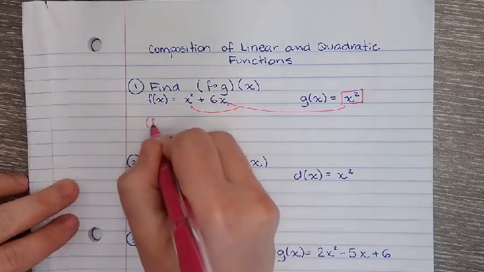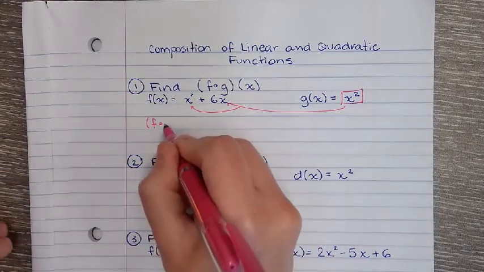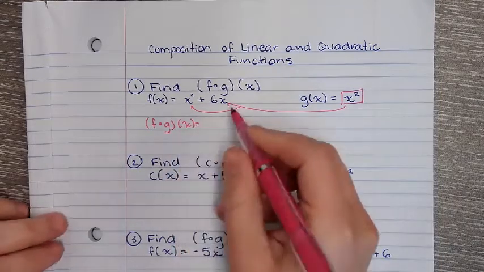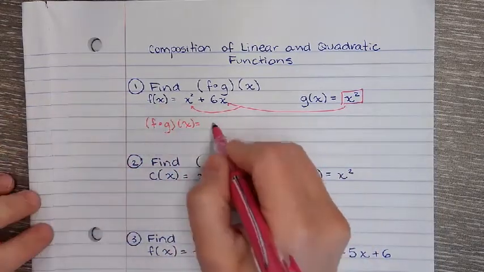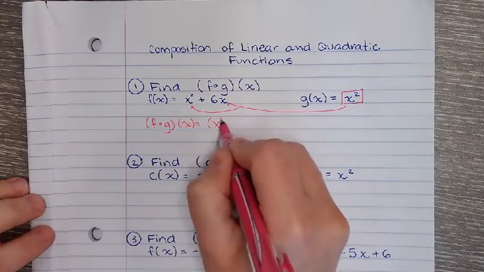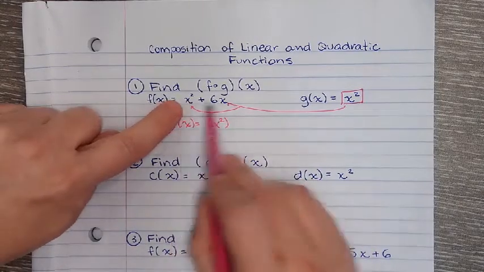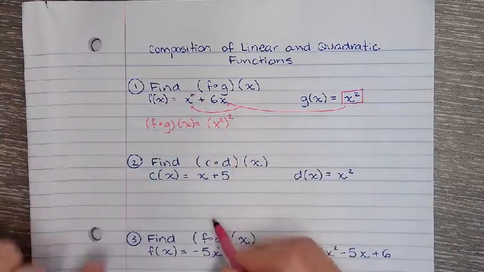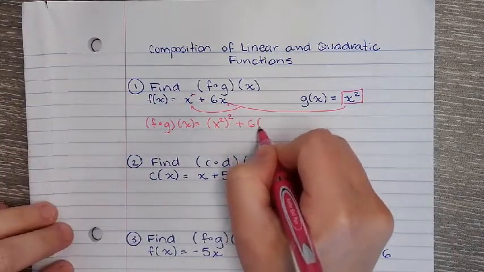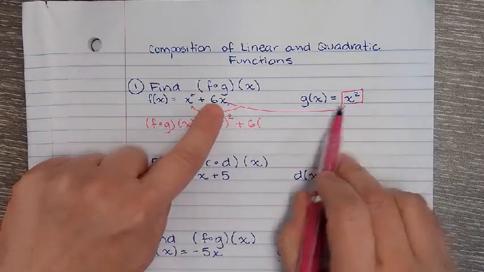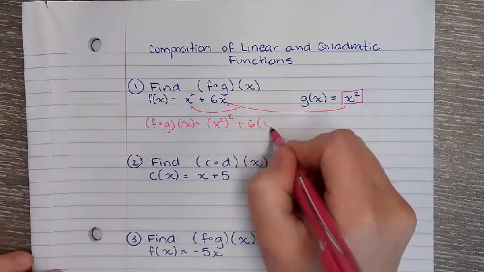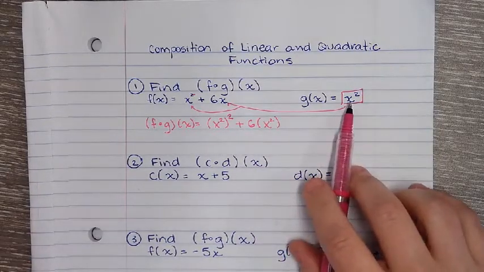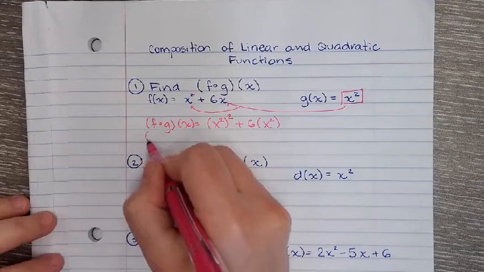So composition f composes g of x. So I'm going to replace right there. I have x squared. So instead of x, I'm going to use x squared. And then this square right there plus 6. And now the function is x squared that I'm plugging in for x. It could be anything, but in this case it's going to be x squared.